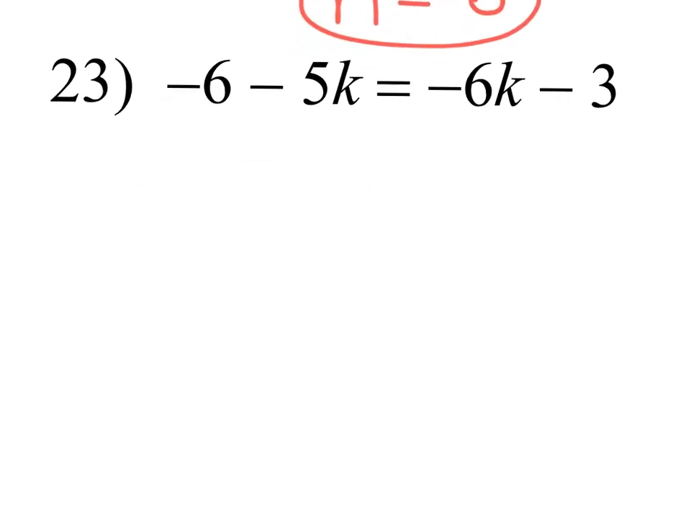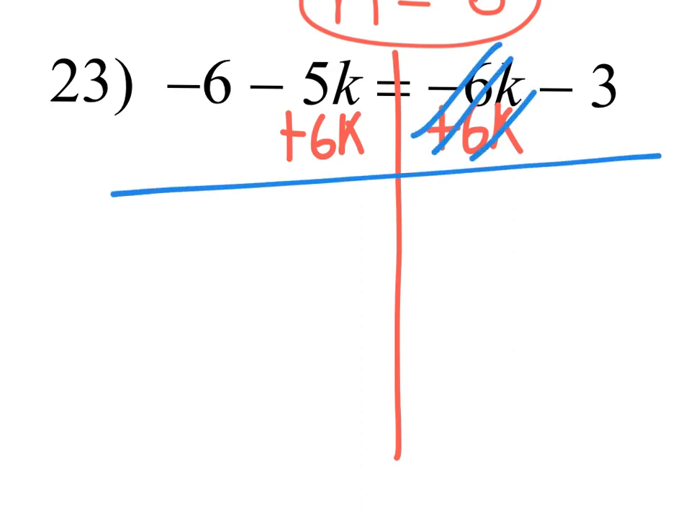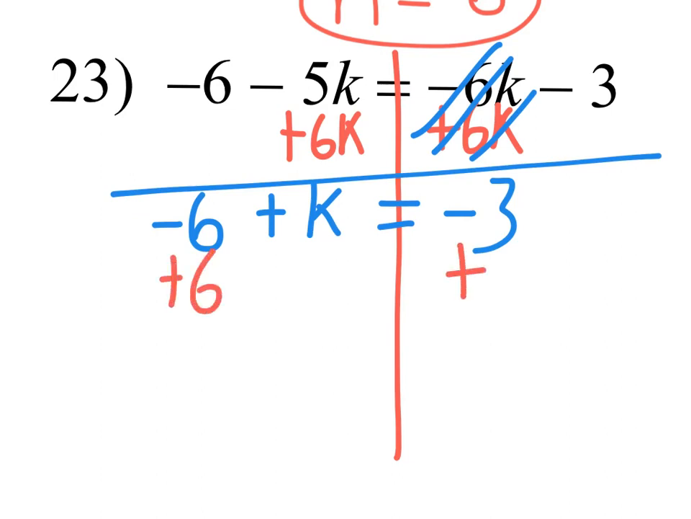Number 23, line going down the middle between negative 5k and negative 6k. Negative 6k is the smaller one, so I'm going to add 6k on both sides. The k's on the right side are going to cancel out. And now I'm left with my negative 6 here. Negative 5k plus 6k is going to be just 1k, but I'm going to have just k right there instead. And I'm left with negative 3 on the right side. I still want the variable by itself, so I'm going to add 6 on both sides to get it away from the variable. These two will cancel, and I'm left with k equals negative 3 plus 6 is going to be positive 3.